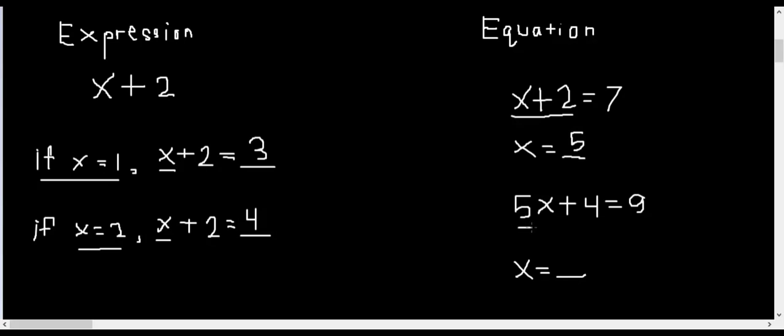Here we have another example, 5x plus 4 equals 9, which is the number times by 5, later on added by 4 to produce 9, which is 1.